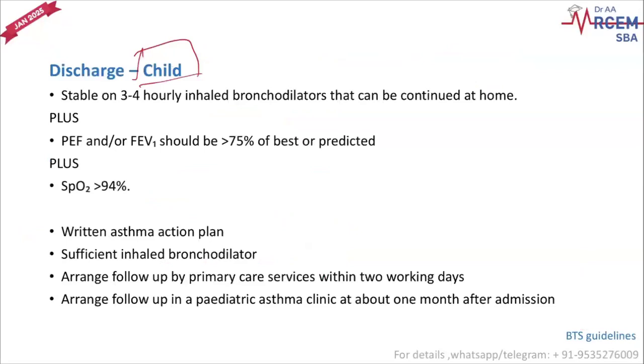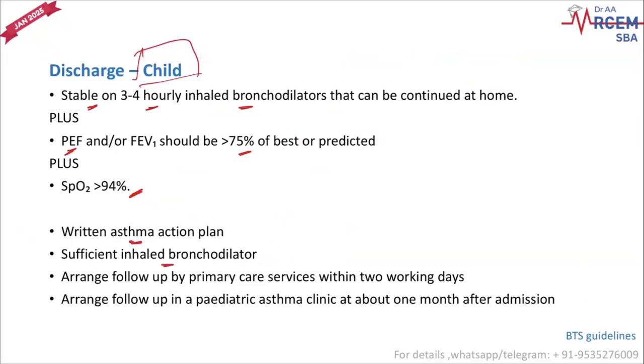Child discharge. You discharge a child when he's stable enough and requires only an inhaler with a spacer, every 3 to 4 hours, not less than 3 hours. Usually we say not less than 4 hours. His peak expiratory value is more than 75% of the best or the predicted, if you can measure it, and his saturations are within the normal range, that is more than 94%. You need to give this advice in writing. It's a must. Do not forget.